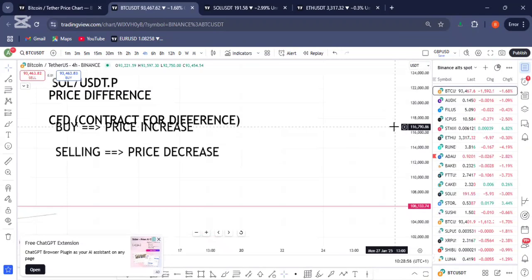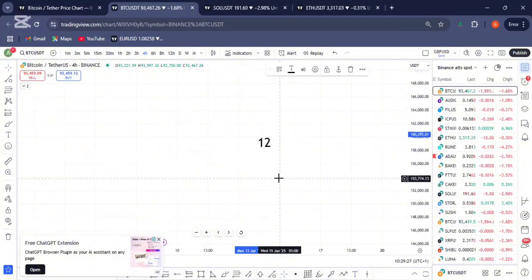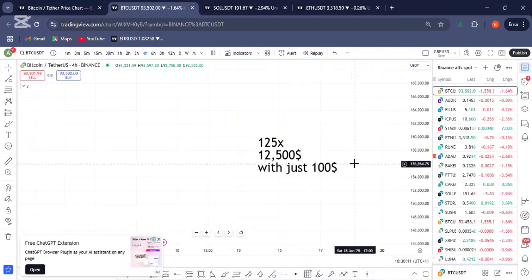That's what 125x means. If you have $100 in your wallet, you can buy up to 125 times 100 if you are using 125x. So that means you can buy up to 12,500 worth of the coin you are trading. Now, it is possible because they are not handing the coin over to you. The coin is still with them.